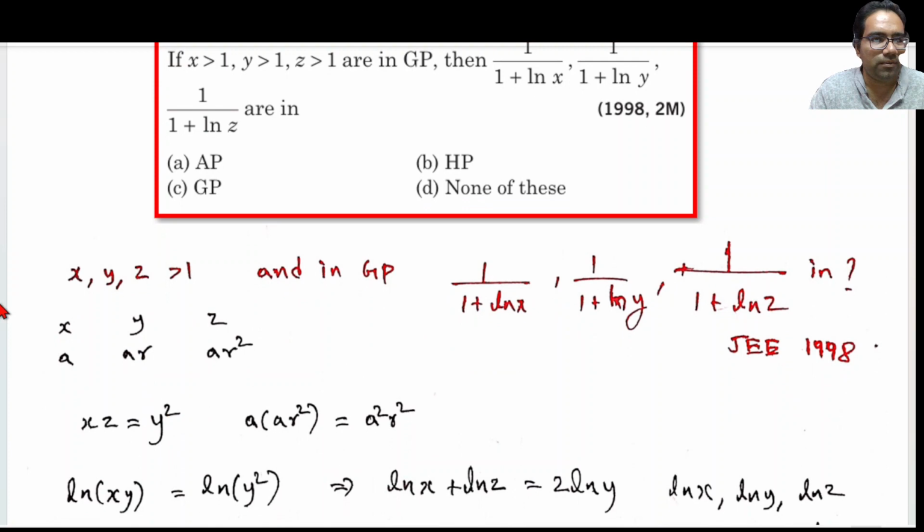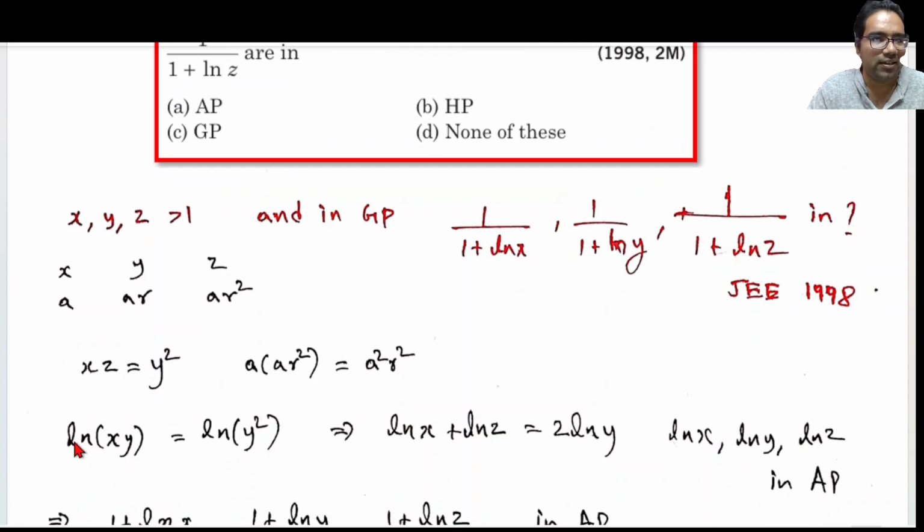Now, let's take natural logarithm of this. We want ln x, ln y, ln z. Let's try to get some relation. Let's take natural logarithm on both sides. ln xz is equal to ln y square. We're taking it on both sides. What is this? ln xz should be ln x plus ln z, and ln y square is 2 ln y.